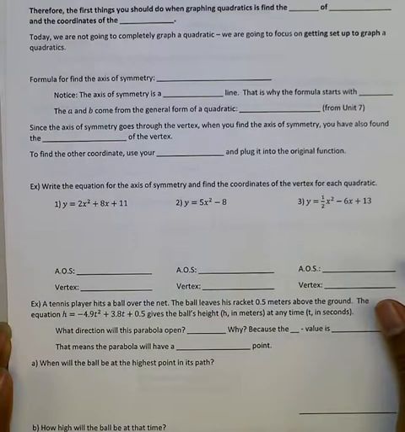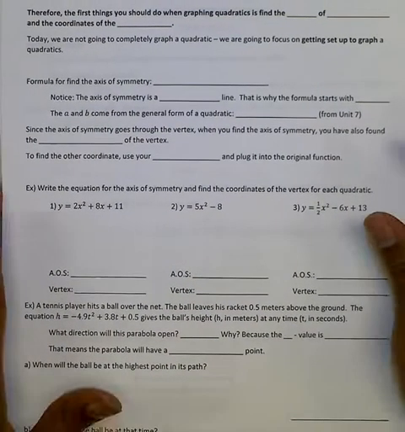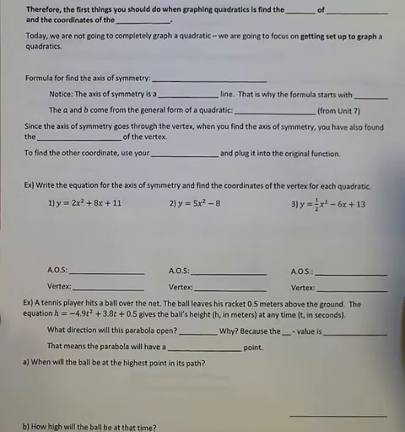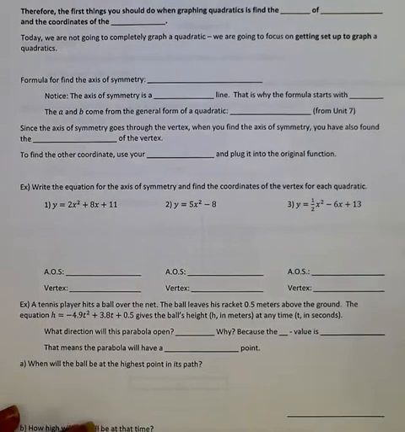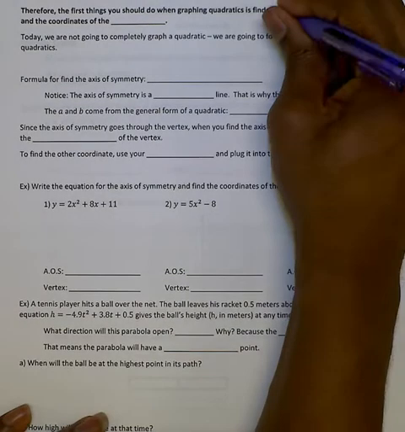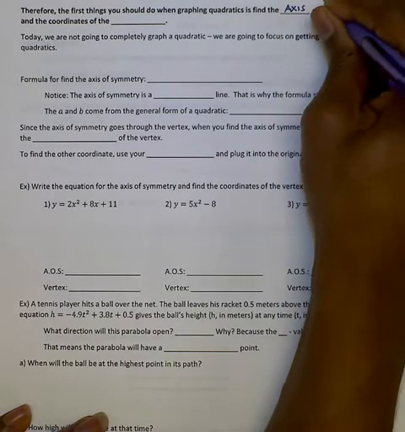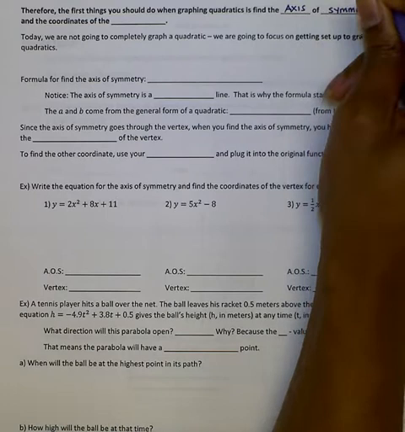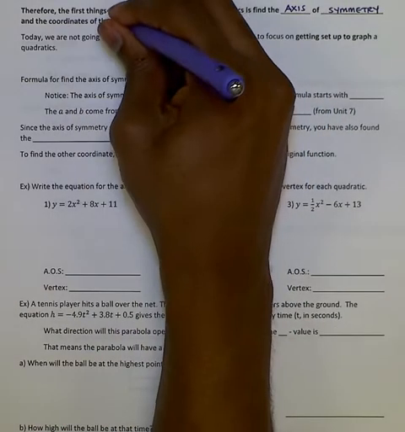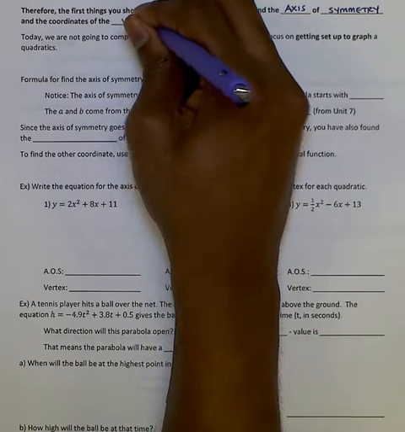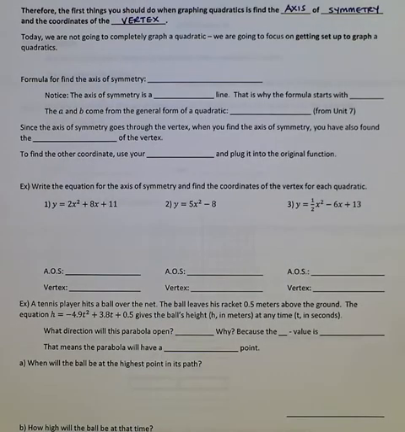Okay, so the first thing you should do, we kind of messed up this last time on this last problem. We weren't able to find our U-shape because we did not do this. The first thing that we should do all the time when graphing quadratics is find the axis of symmetry and the coordinates of the vertex. That's what we're going to learn today. This is the most important part of graphing, even though every aspect of graphing is important. That makes the rest of the problem a lot easier.